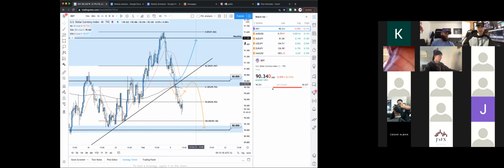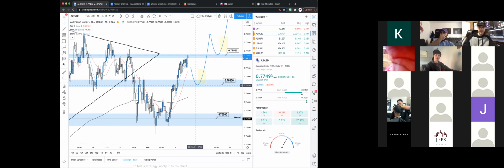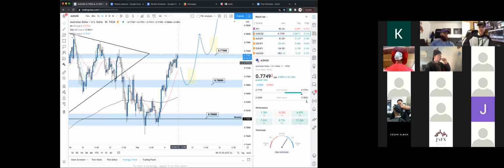This little pullback here actually lines up very well with the pullback on the AU. Now, again, they're not 100% correlated, but I'm just applying what I see. I know they both look very similar. And there are certain things I'm looking for that look similar as well, like where key support and key resistance are. So both so far line up with the pullback idea and then a continuation.